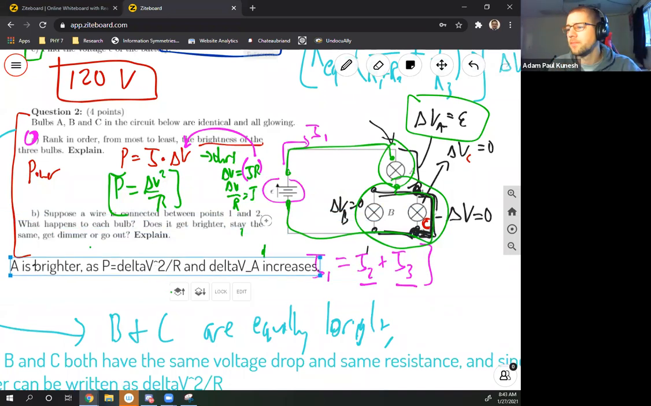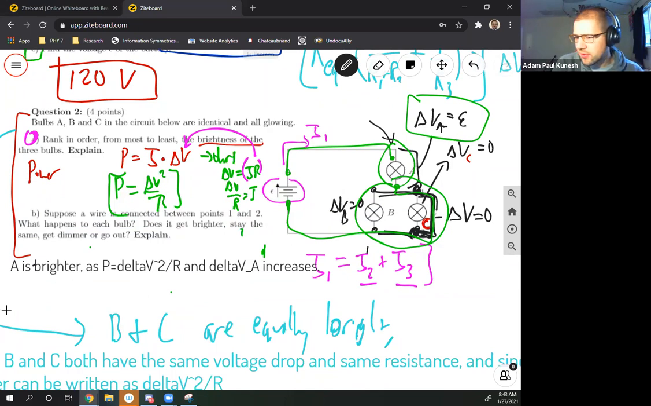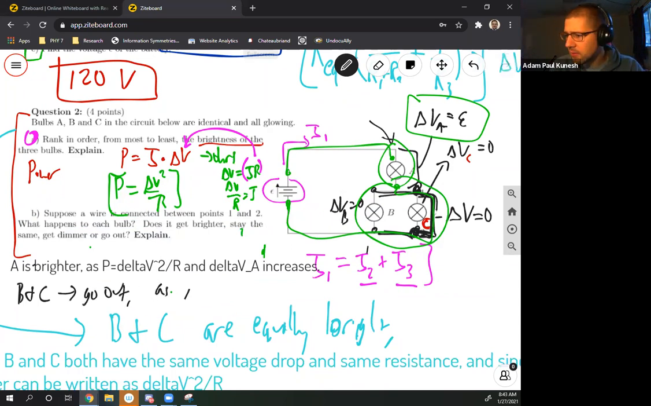Okay, hopefully that's legible. All right, B and C both go out because they have no voltage across them. So B and C go out as delta V B equals delta V C equals 0. So there's no power being dissipated within them.